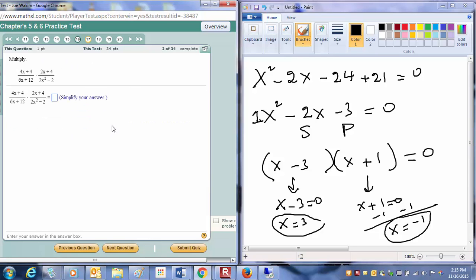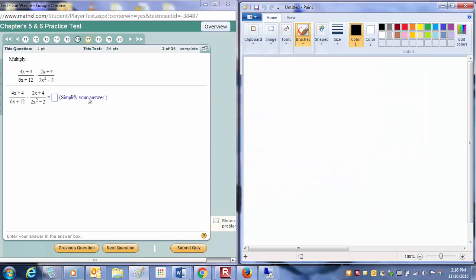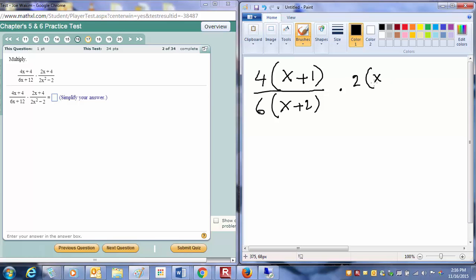Let's try number 17. Here we have to multiply and simplify. So the best way is not to start the multiplication straight across, but to factor first and then reduce, then multiply. So factor, reduce, multiply. 4 is the common factor here, so we are left with x plus 1. 6 is the common factor here, we are left with 6 times x plus 2. 6 times x, 6x, 6 times 2, 12. Here, 2 is the common factor, and we are left with x plus 2, 2x and 4.